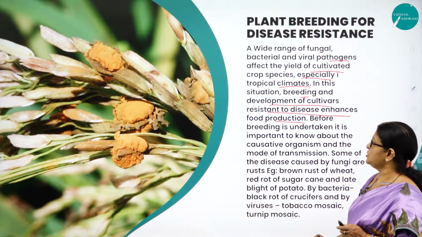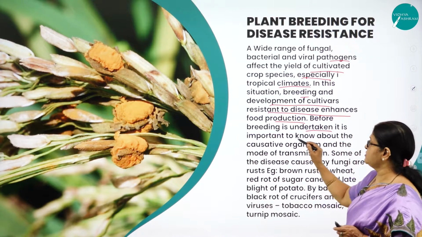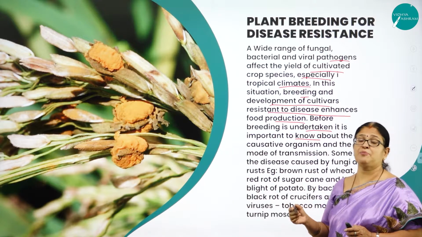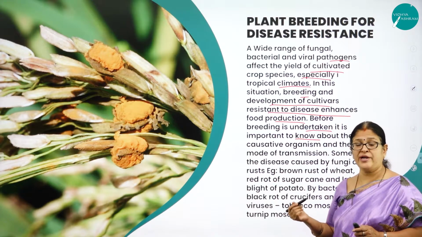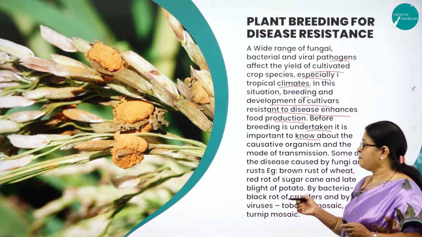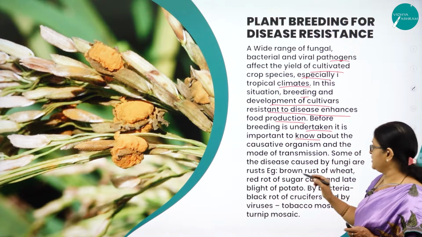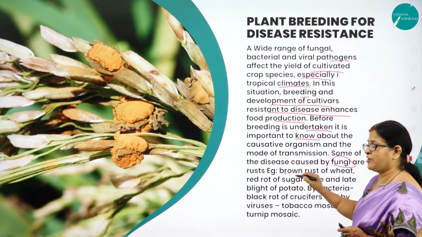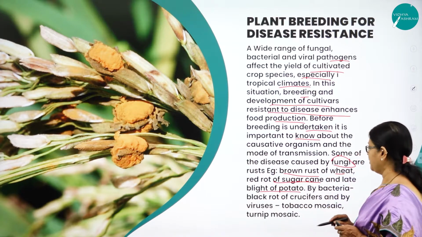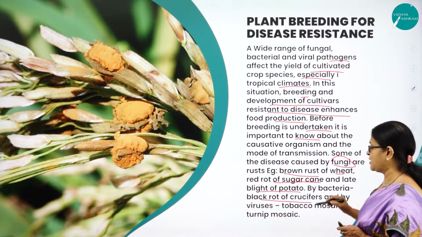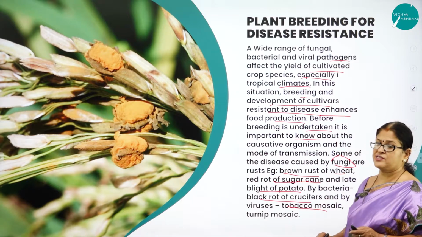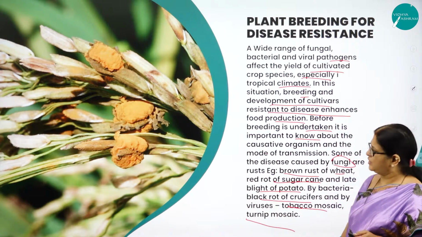Before breeding is undertaken, it is important to know the causative organism that causes that particular disease. Then proper care can be taken to avoid infection by that disease causing organism or pathogen. We come across a good number of diseases, by fungi like brown rust of wheat, red rot of sugarcane and late blight of potato, by bacteria like black rot of crucifers, and by viruses like tobacco mosaic virus, and in turnip it is called turnip mosaic virus.